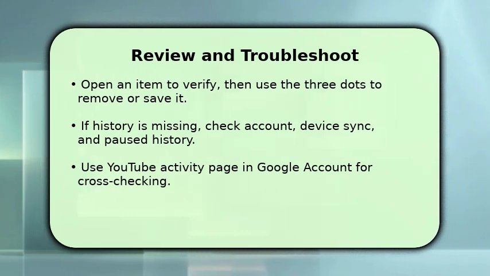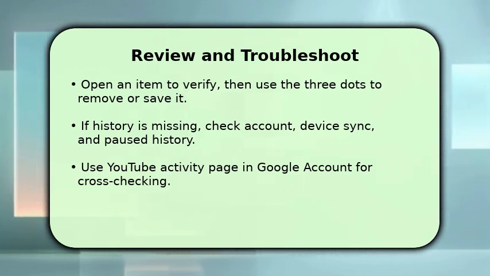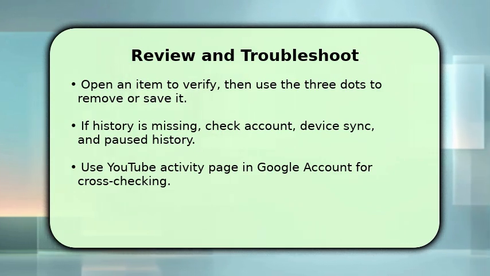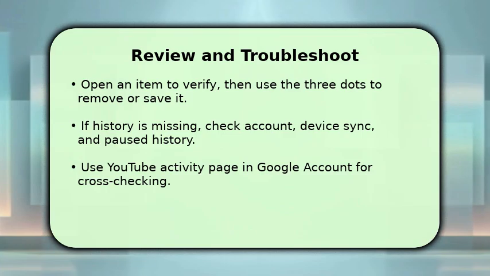If you don't see expected history, make sure you're in the correct account and that history isn't paused or disabled in settings. Device sync delays can also hide recent actions. Finally, cross-check the Google My Activity or YouTube Activity page if results still look wrong, and then resume normal tracking if you had paused.